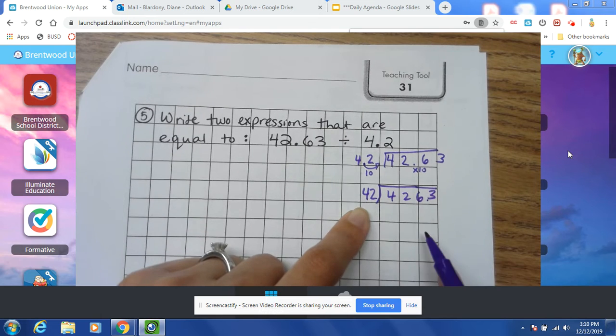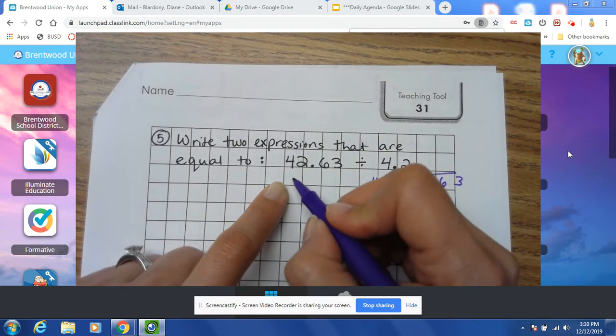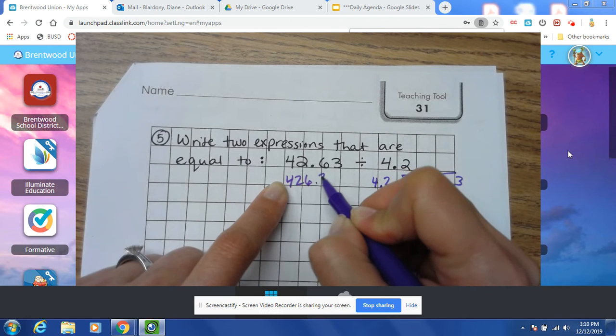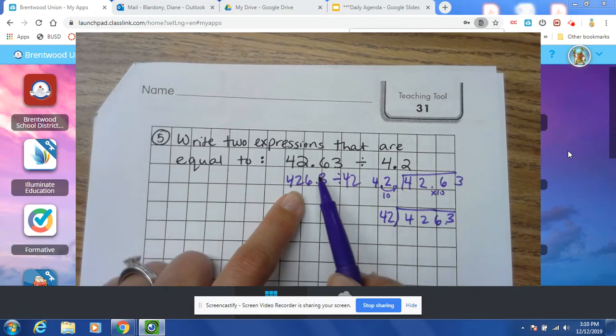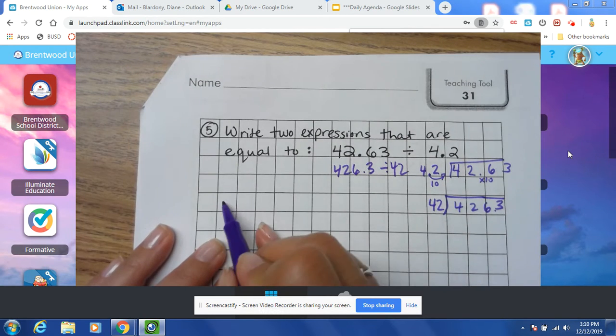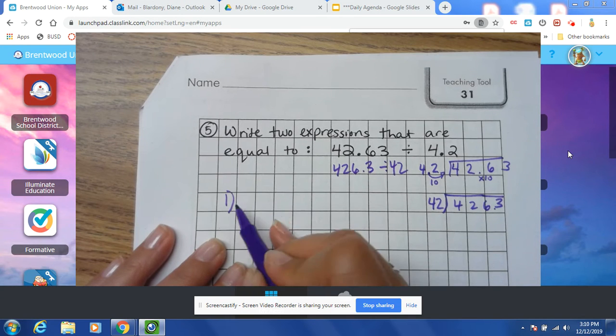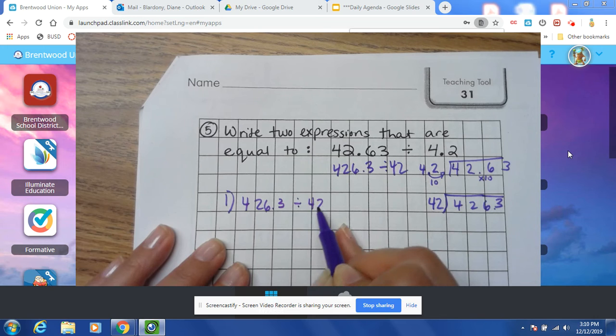This is an equivalent expression. So this now becomes 426 3/10 divided by 42. Okay, so that's one equivalent expression. Okay, so I'm going to write that here. So one expression would be 426 3/10 divided by 42.